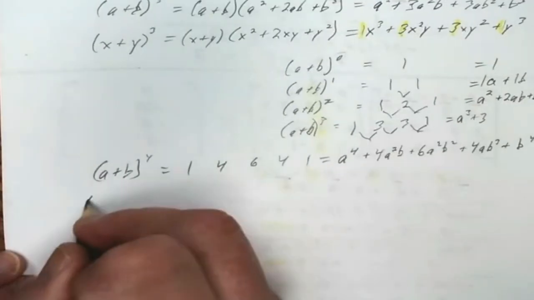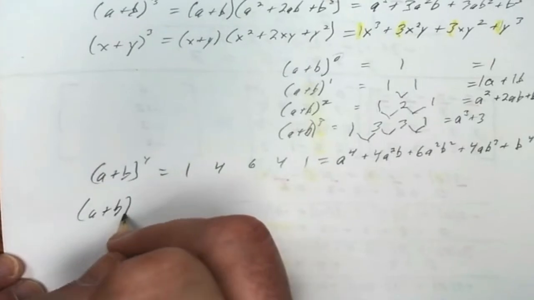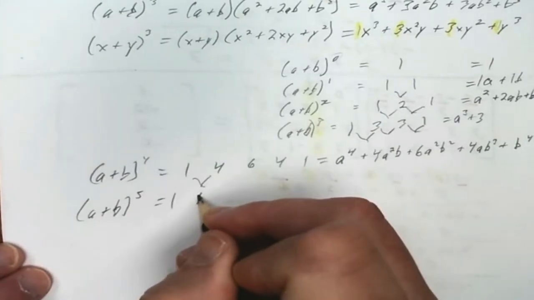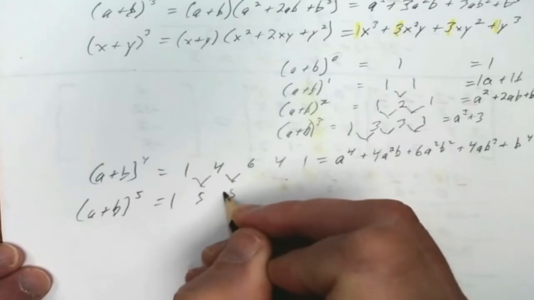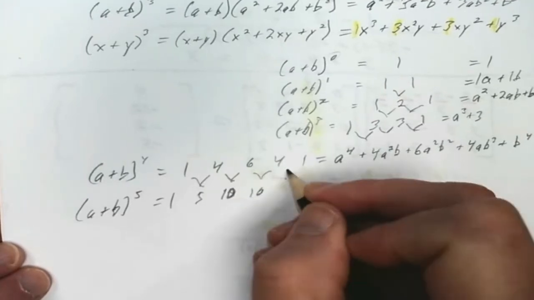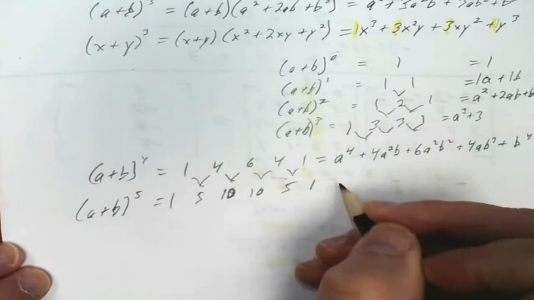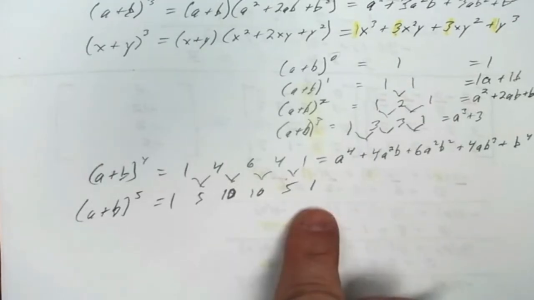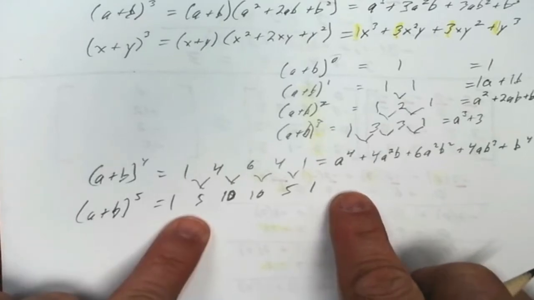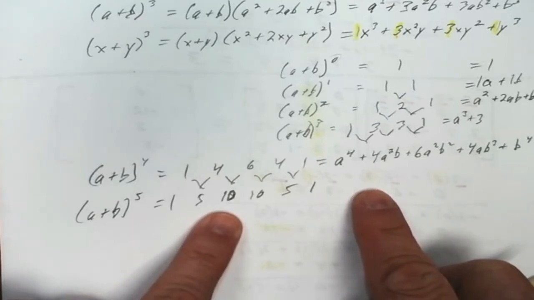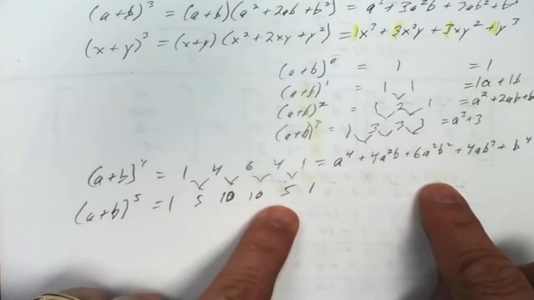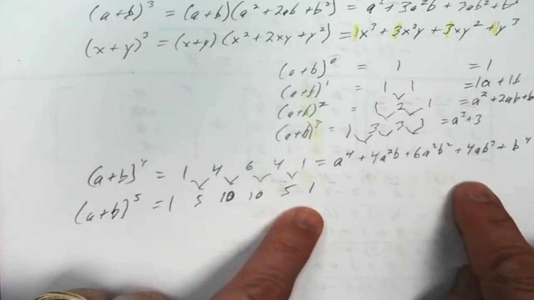If we go to the fifth power, a plus b to the fifth, here are the coefficients: 1, 5, 10, that's 10, 10, 5, and 1. These will be the coefficients, starting with a to the fifth, and then 5a to the fourth b, plus 10a to the third b squared, plus 10a squared b to the third, plus 5ab to the fourth, plus b to the fifth.